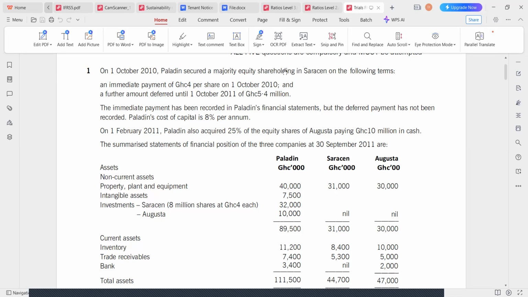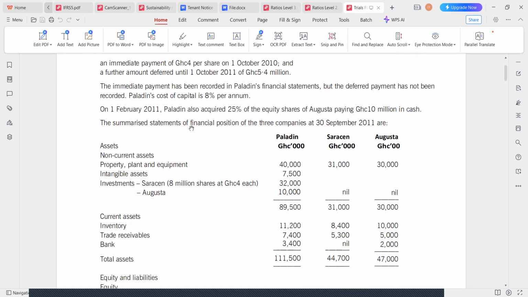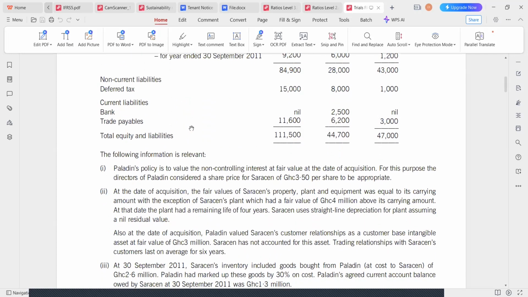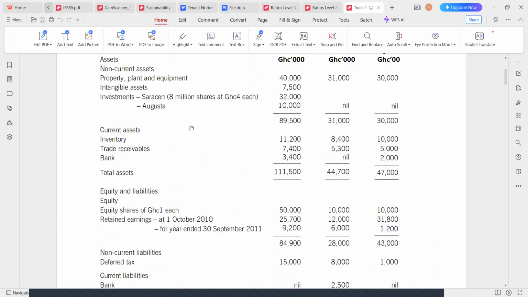on the following terms: an immediate payment of 4 Ghana cedis per share. But they didn't tell us how much Paladin acquired. You see, those other stories, we don't need them. We need how much Paladin acquired in Saracen. That is what you must know.